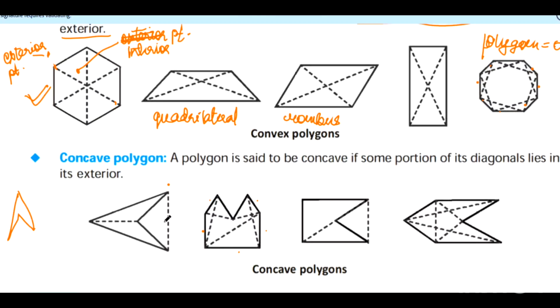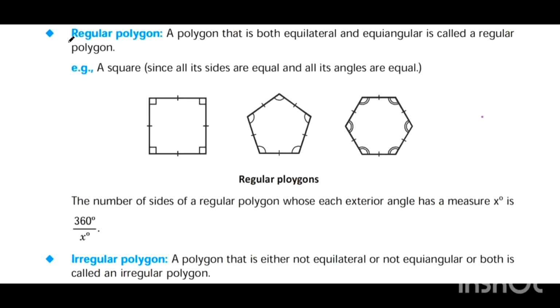Here also, this is a diagonal. We are not joining the consecutive points, we are joining the non-consecutive points, right? But some portions of the diagonal are lying outside the polygon, so they are concave polygons. You got it? Now next is the regular polygon.